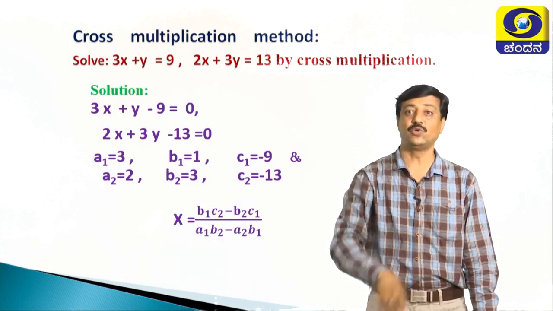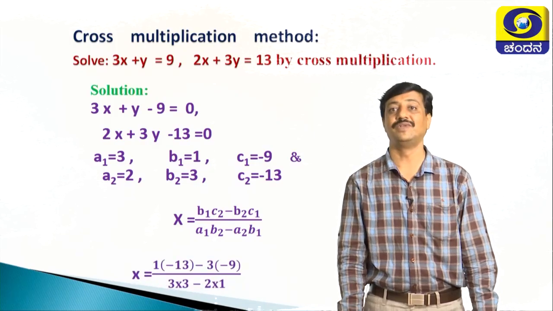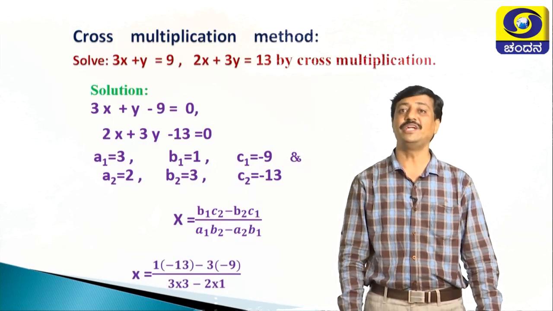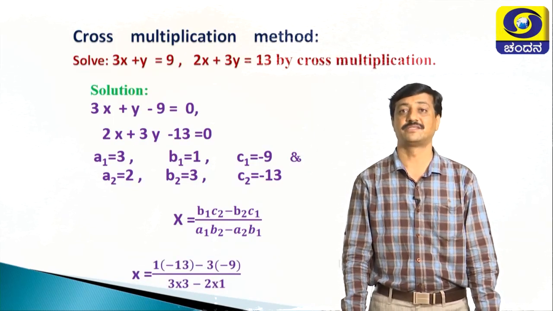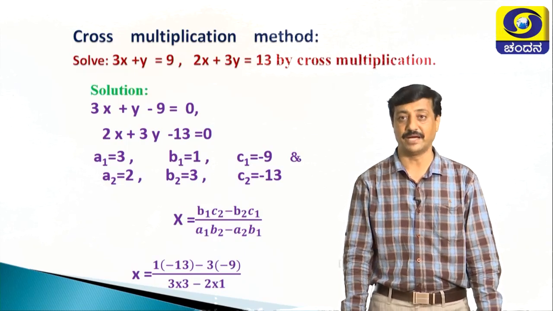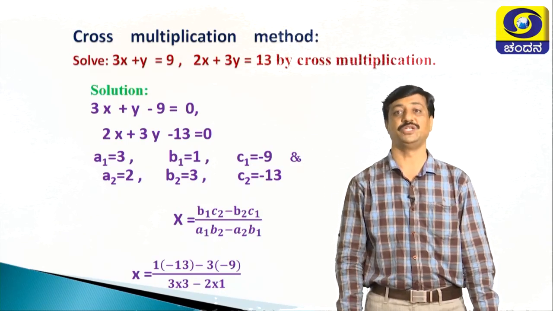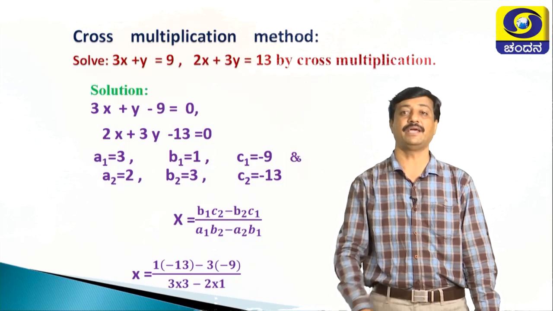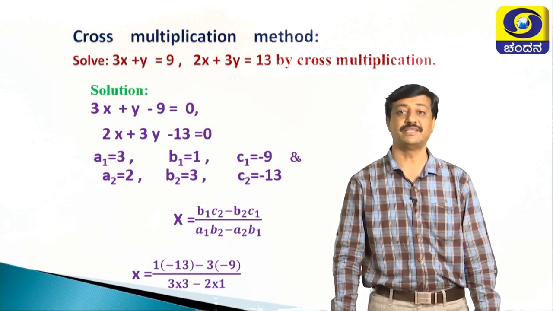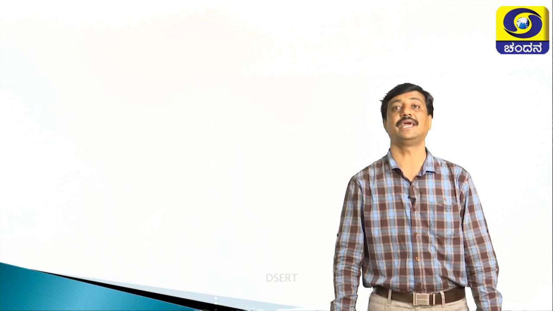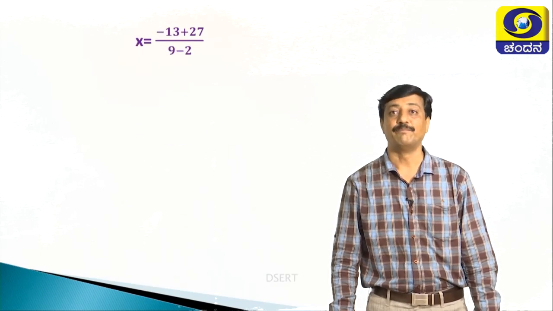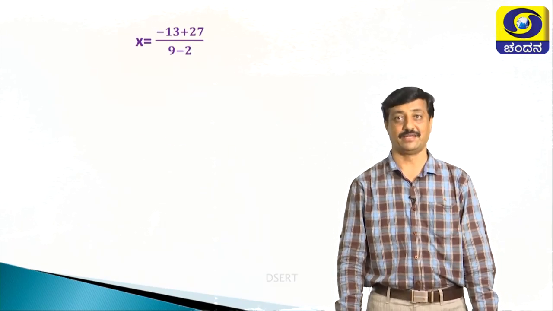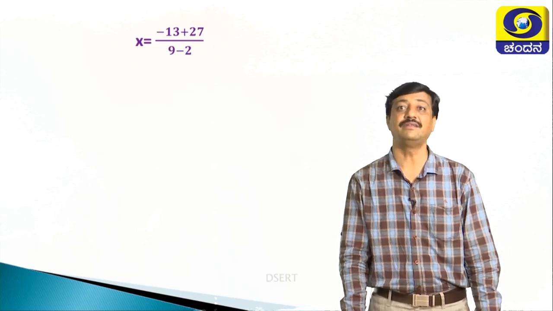After substituting the values, you will get x equal to 1 into minus 13 minus 3 into minus 9, divided by 3 into 3 minus 2 into 1. Now you have to multiply 1 into minus 13 and minus 3 into minus 9, so you get x is equal to minus 13 plus 27. In the denominator, you will get 9 minus 2.